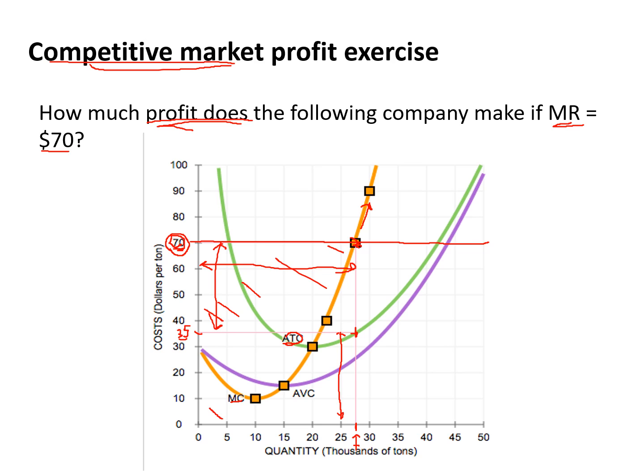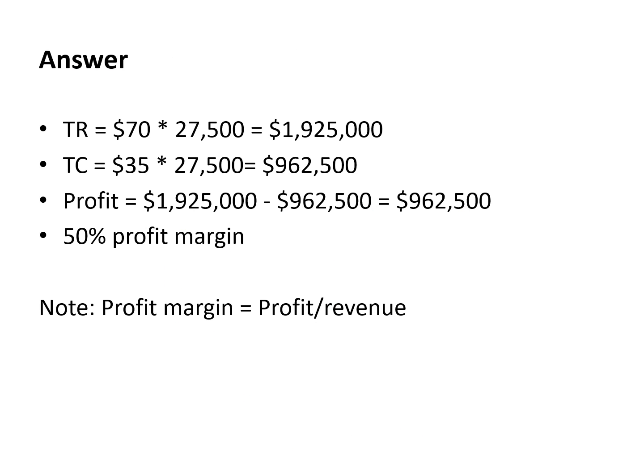But do work out the actual values, and they're over on the next slide. So these are your answers. The total revenue is going to be 70 times 27.5. Okay, it was in units of thousands, so 27,500. The total costs is 35 multiplied by 27.5 thousand, and the profit is going to be the difference between those two answers. The total revenue minus the total costs gives the profit for the firm.